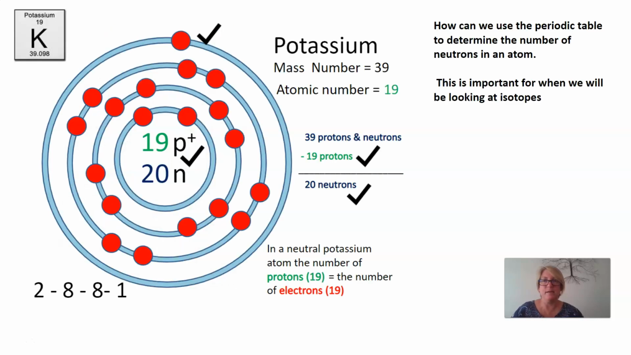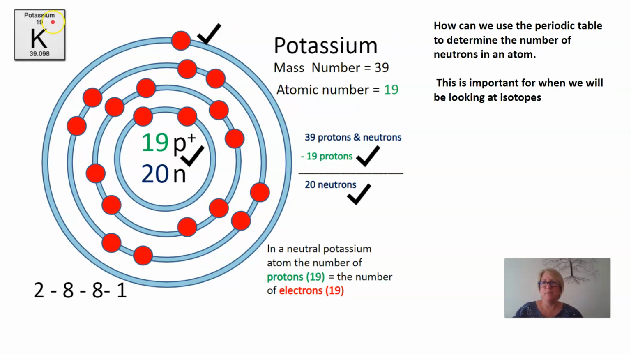Now let's have a look at potassium. And here I want to link this up with our question about lithium at the beginning of the lesson. So potassium, the atomic number is 19. Okay, so how can we use the periodic table to determine the number of neutrons in an atom? So you will notice up until now, I haven't really mentioned neutrons. But this is important for when we'll be looking at isotopes later on in our lessons.